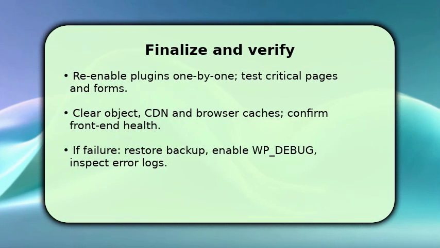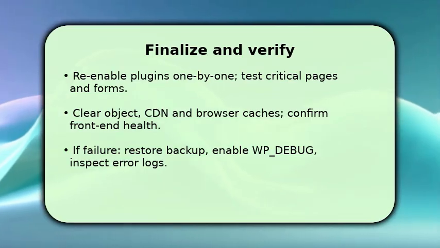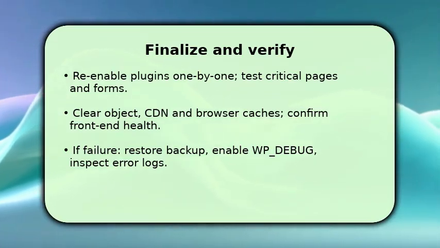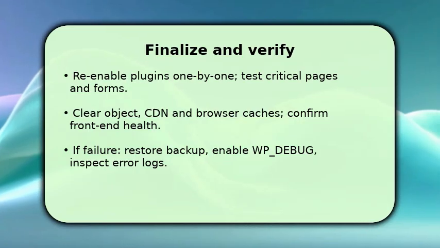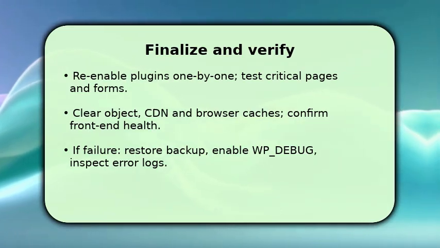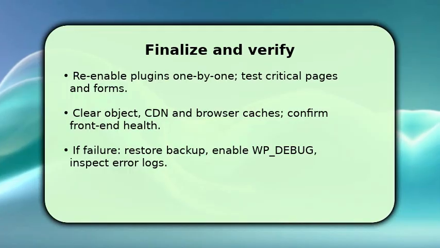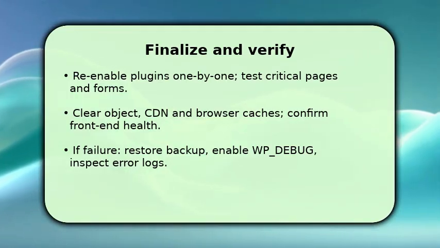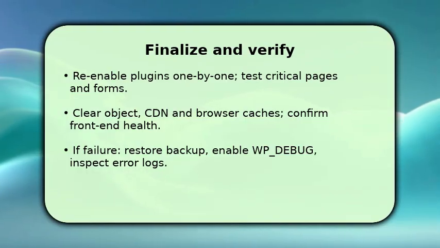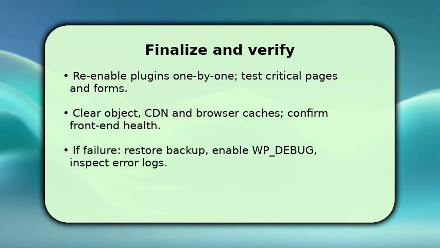To finish, clear all caches and re-enable plugins one at a time while testing key flows like login, checkout, and forms. This isolates incompatible extensions. Make sure front-end assets load correctly and that permalinks are intact. Flush rewrite rules if needed. Once satisfied, remove maintenance mode and monitor error logs for 24-48 hours.